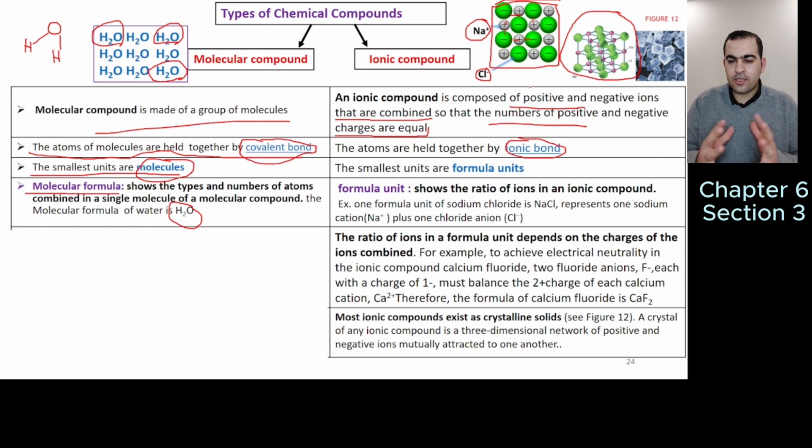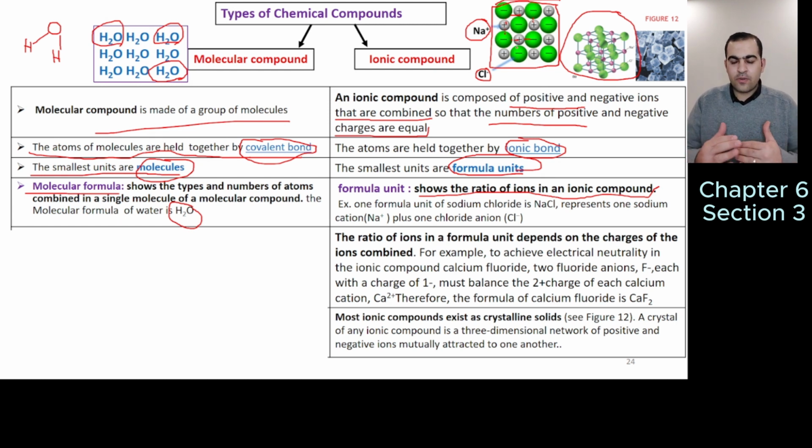So how do we indicate the smallest unit? We say the smallest units are formula units. What's the formula unit? Formula unit shows the ratio of ions in an ionic compound. Here, look at sodium chloride. The ratio is what? We have 8 sodium cations and 8 chloride anions.